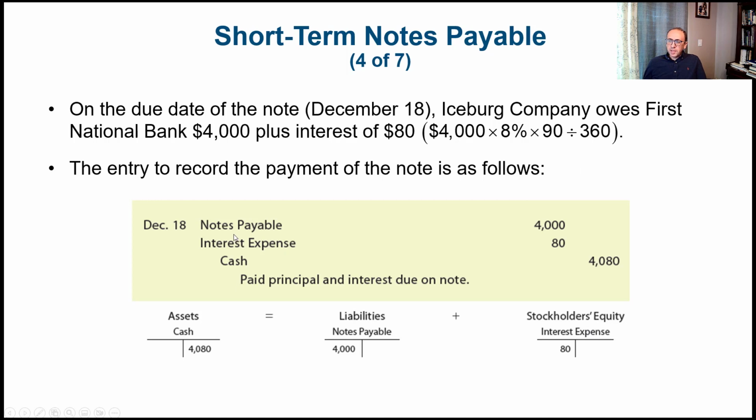So we are going to cancel the note, so we debit the note for the $4,000. We're going to record the interest expense. Remember, interest expense is an expense. Expenses are always debit. Interest revenue, if I'm the creditor, I record it on the credit side. Revenues are credit. And then we credit cash for $4,080, which is the total of the note and the interest, which is the amount of cash we pay the bank after 90 days.